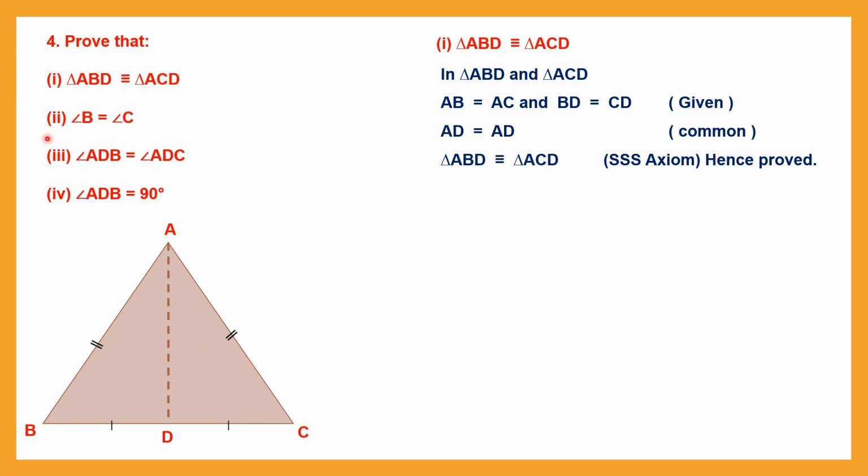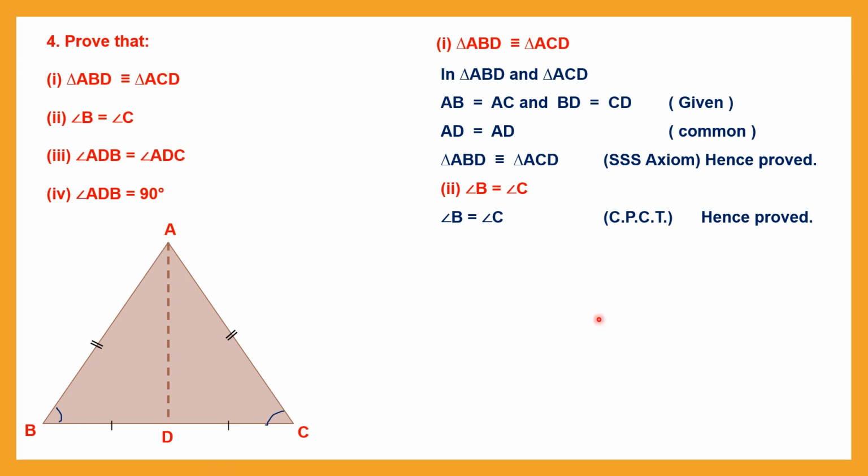Now, second one, we have to prove that angle B is equal to angle C. So that's the second one. Now remember, when two triangles are congruent, the corresponding angles will be equal. Corresponding sides are equal, corresponding angles also will be equal. So this is angle B here and this is angle C here. So as you can see, they are corresponding angles. So they are equal.